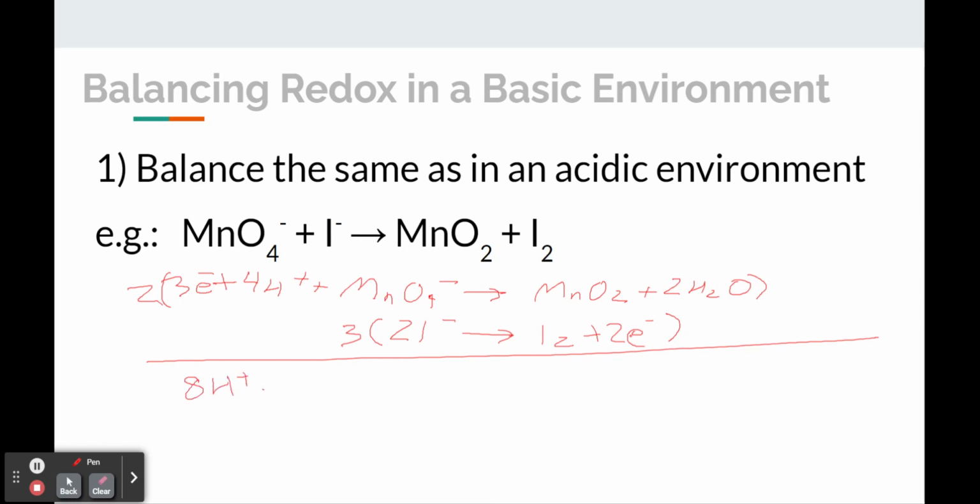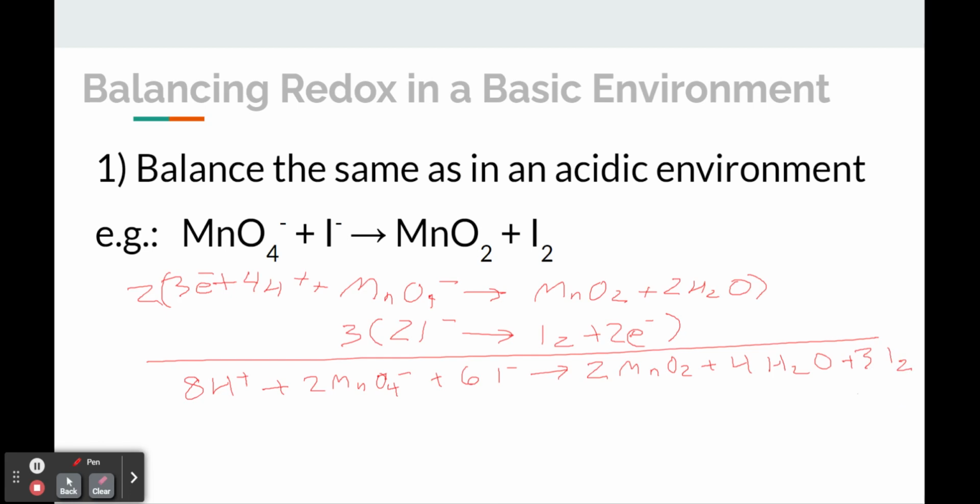Hydrogen is going to be 8H. I'm going to have 2 MnO4s. I'm going to have 6 I minus. Then on the right-hand side, back to the top half reaction, I'm going to have 2 MnO2 because I'm multiplying by 2, plus 4 H2O plus, on the bottom now again, 3 I2. And there's my balanced equation.